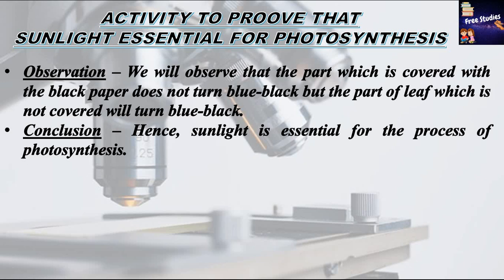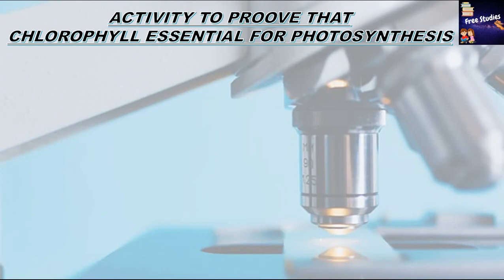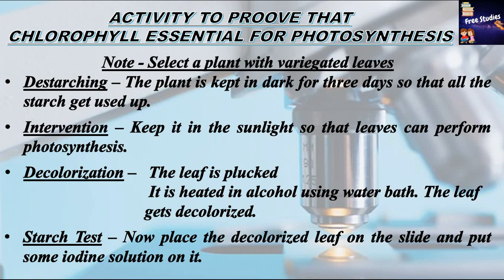Now comes the activity to prove that chlorophyll is essential for photosynthesis. Here you have to note a point: you have to take a variegated leaf. After taking the variegated leaf, the first step is destarching. The plant is kept in the dark for 3 days so that all the starch gets used up. Now comes the step of intervention. Keep it in the sunlight so that the leaf can perform photosynthesis.